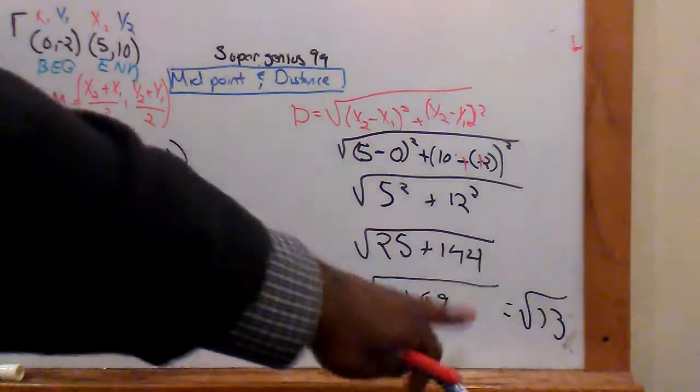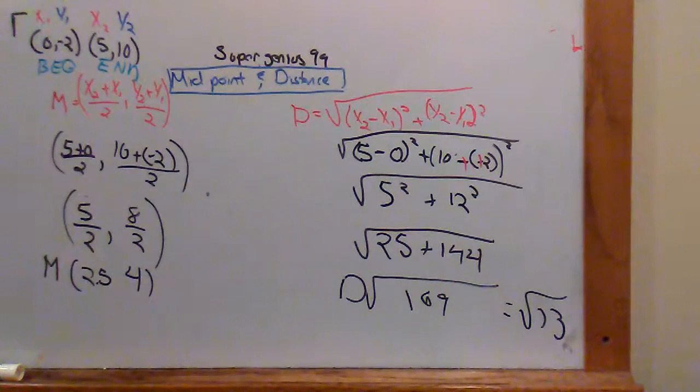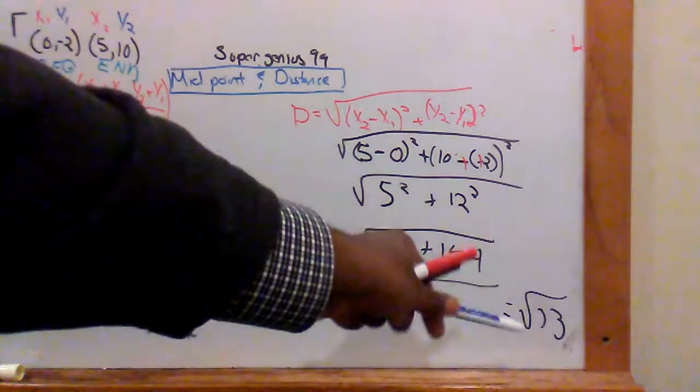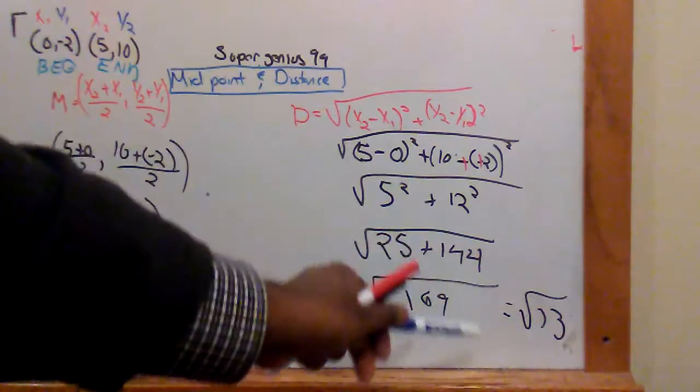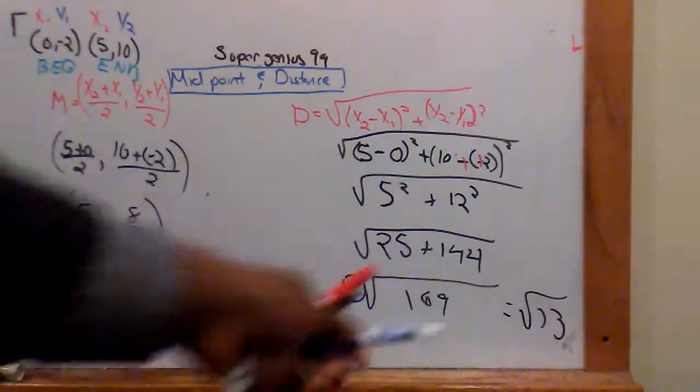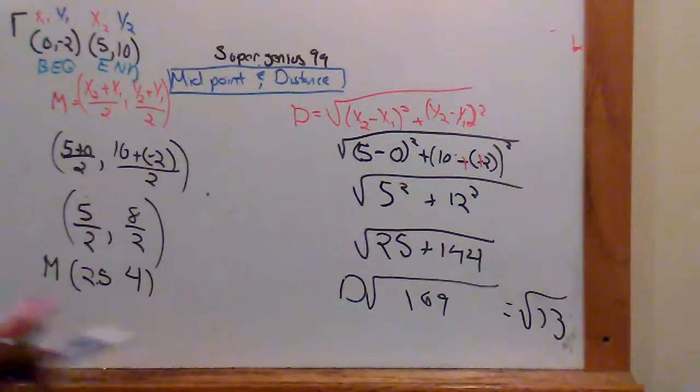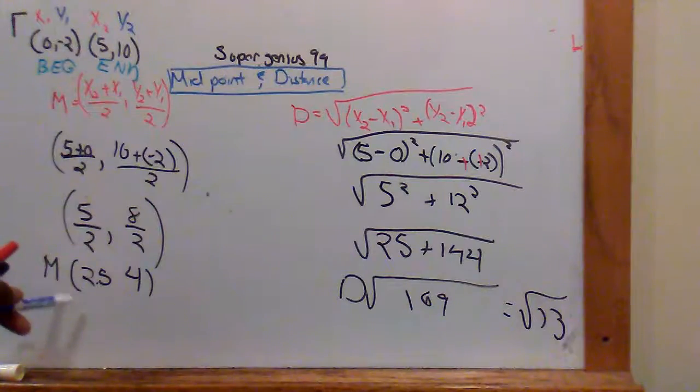But yeah, so the distance is the square root of 169, which is 13. If your teacher wanted you to get a decimal, use your calculator. You can use a four-function calculator. I think you figure that one out. And then there's your midpoint over here.